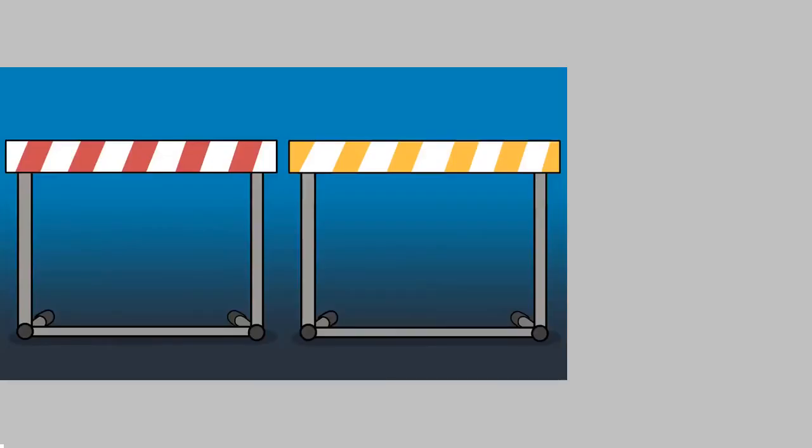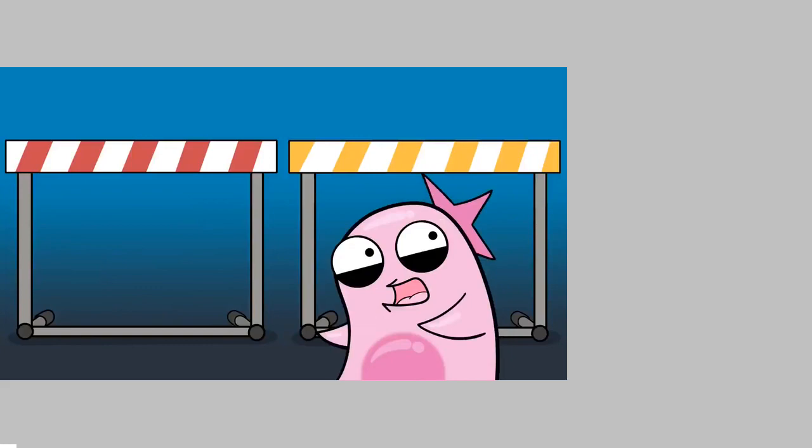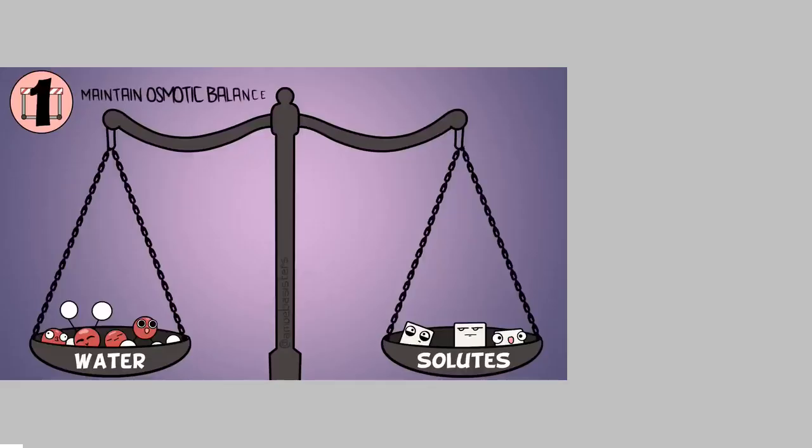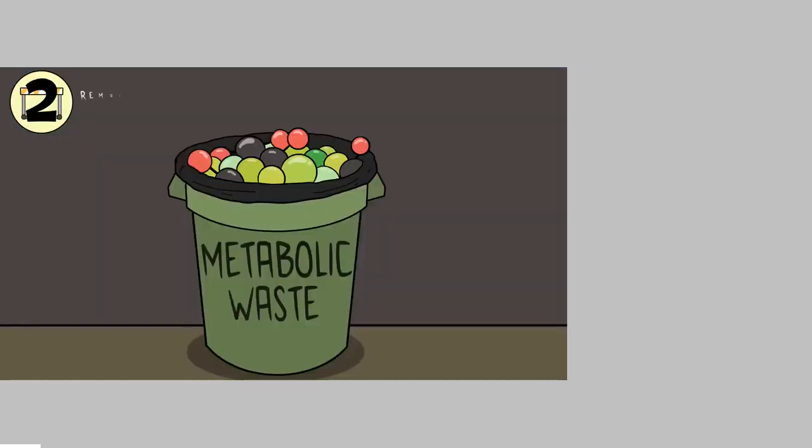Okay, so let's consider two obstacles that have to be addressed for survival. I mean, there's a lot of obstacles, but here are two big ones. One, you have to maintain an osmotic balance. That means you have to find an osmotic balance by managing the water and the solutes in the body. And two, you have to get rid of metabolic waste.